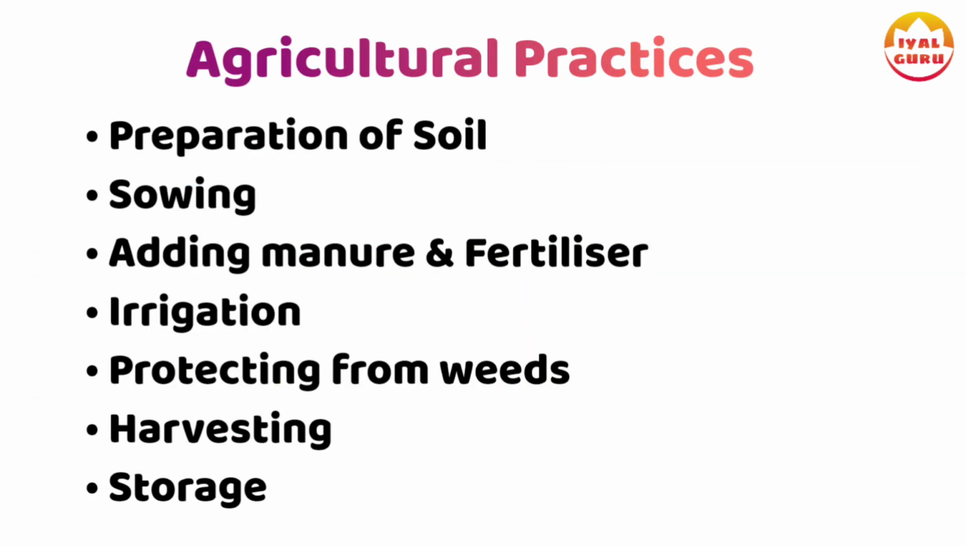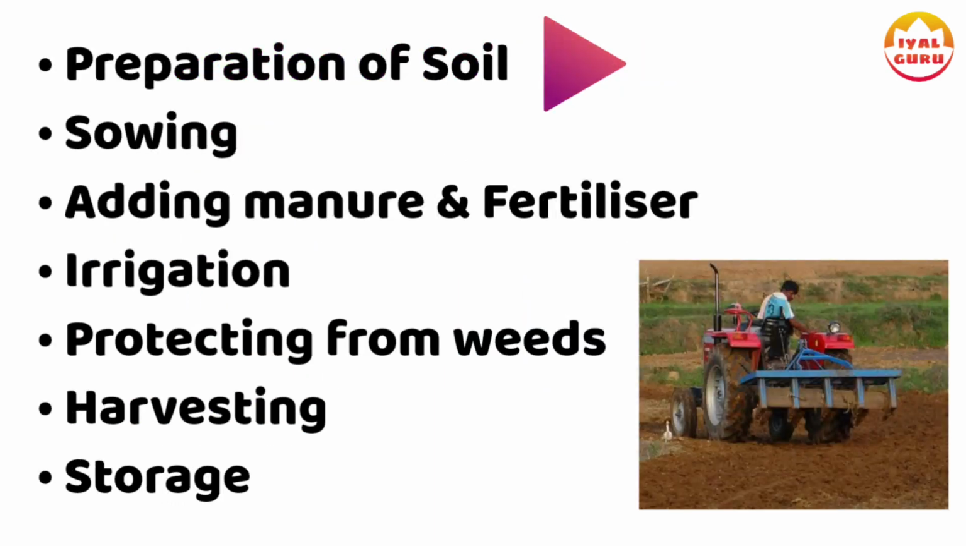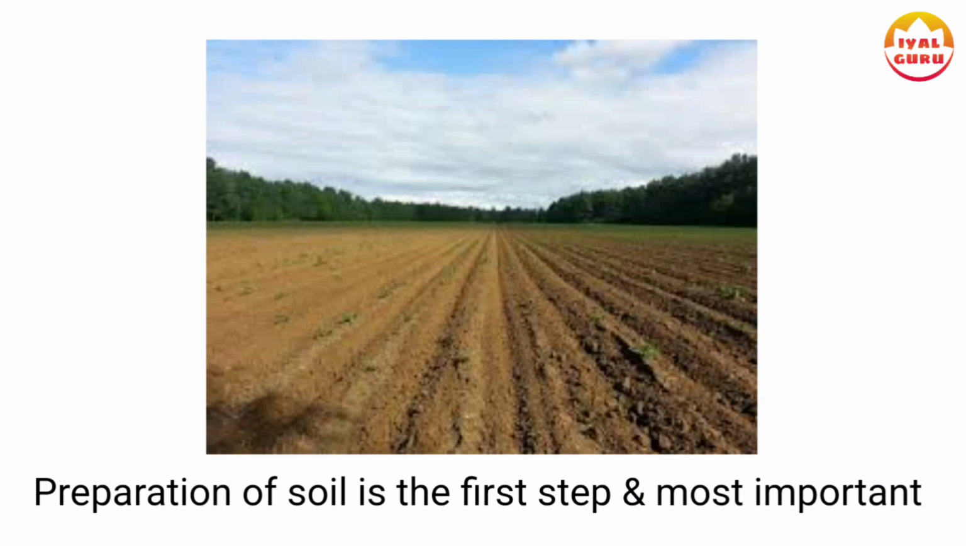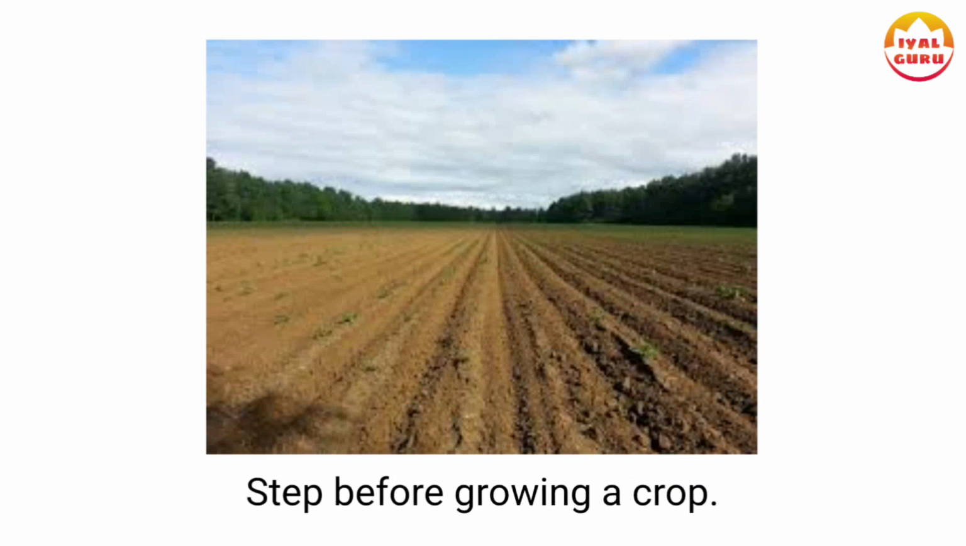There are 7 common agricultural practices. Let's see them one by one. First we see about preparation of soil. Preparation of soil is the first and most important step before growing a crop.